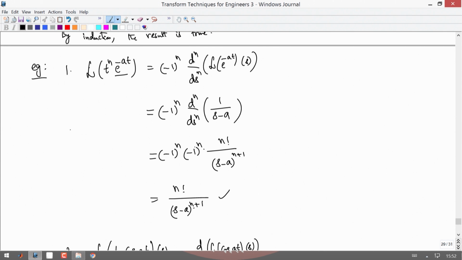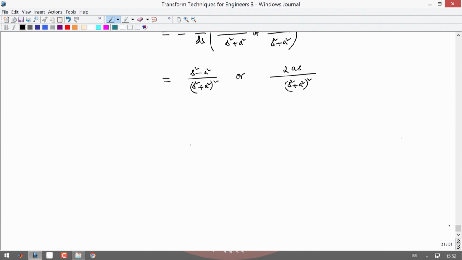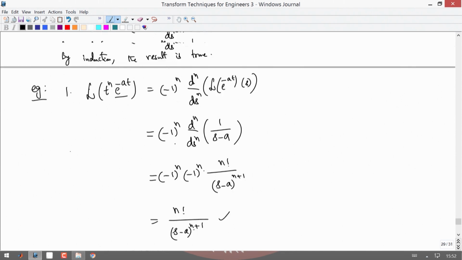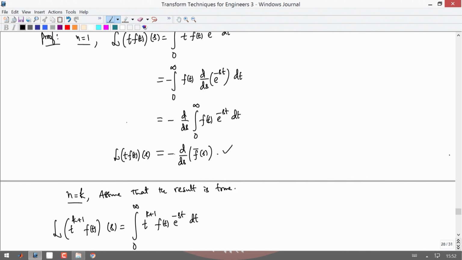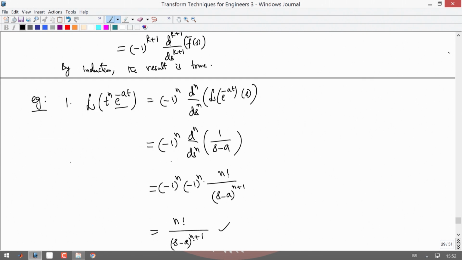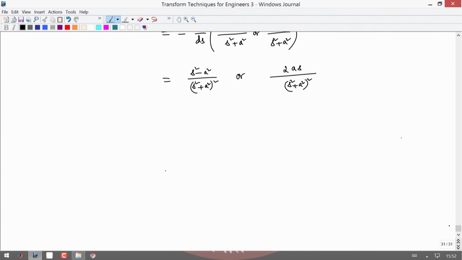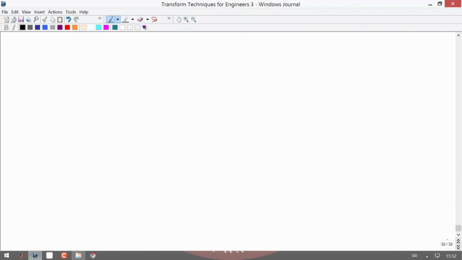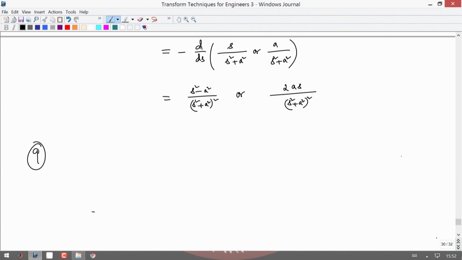So, we have used derivatives so far. We can also get one more property of the Laplace transform, that is in terms of the integral of the Laplace transform. Let me take this as property 9. So, property 9 is, we will write what the property is.